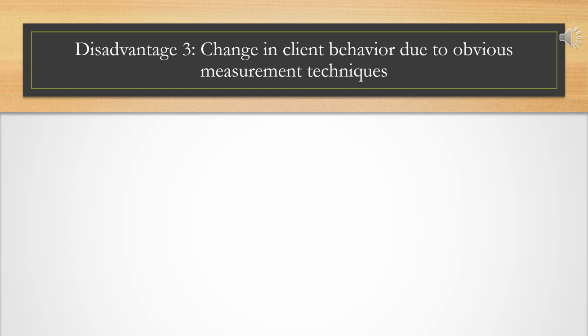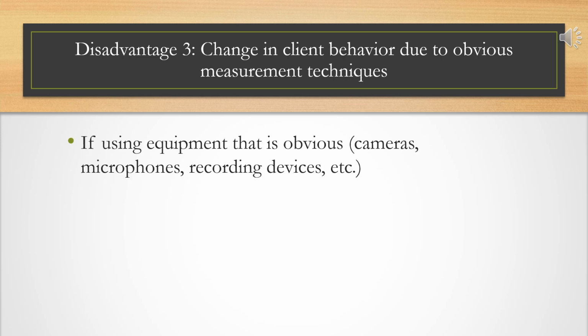The final disadvantage we would like to discuss is the possibility for a change in client behavior due to obvious measurement techniques. Obvious measurement techniques can include cameras, microphones, recording devices, and so on. Using these types of measurements can alter the client's behavior. Adding a camera or a microphone to their environment is a big change from their normal environment. They may focus on the camera throughout the session, and if they are aware of what the cameras are used for, they may act differently because they know their behavior is being observed.